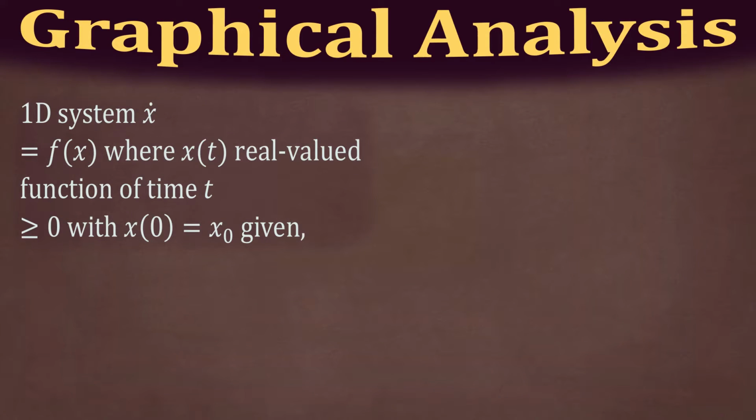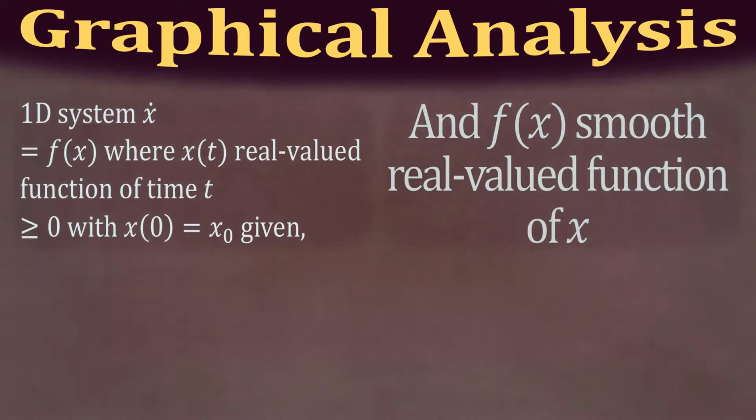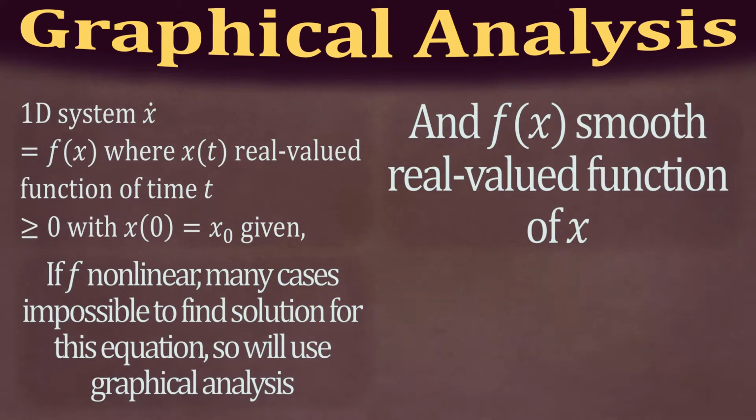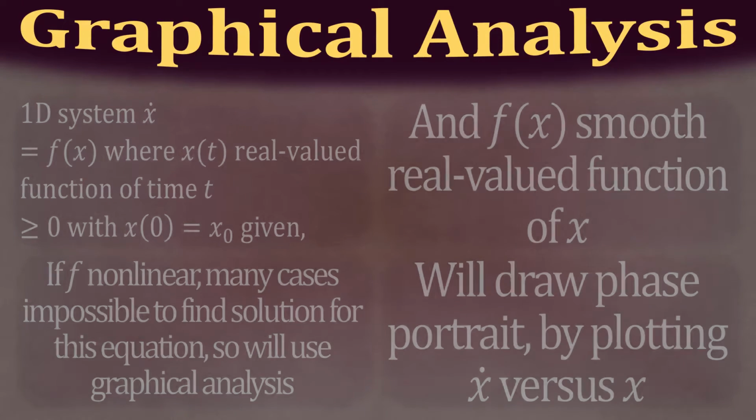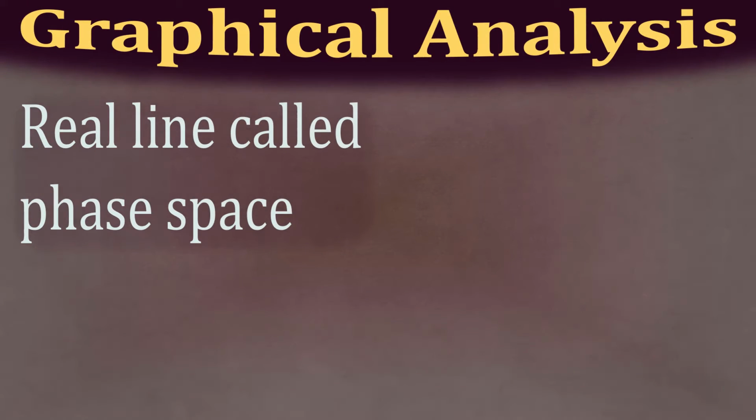We consider the one-dimensional system x dot equals f of x, where x of t is a real valued function of time for t greater than or equal to 0, with x of 0 equaling x0 given, and f of x is a smooth real valued function of x. If f is nonlinear, in many cases it is impossible to find a solution for this equation, so we will use graphical analysis. We will draw the phase portrait by plotting x dot versus x.